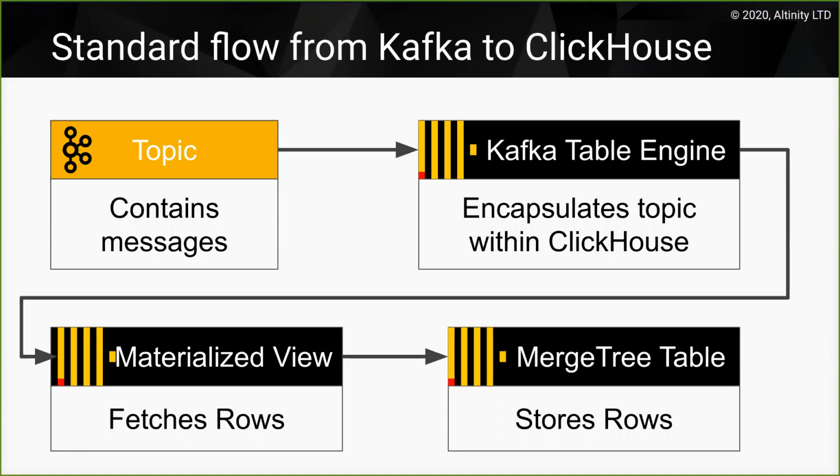Next, we're going to have a materialized view. This is a great feature in ClickHouse. We've done webinars and blog articles on it. But a materialized view will automatically fetch data as it arrives in one table and put it in another one. So the materialized view fetches the rows and stores them in a target table. So that's the basic flow.